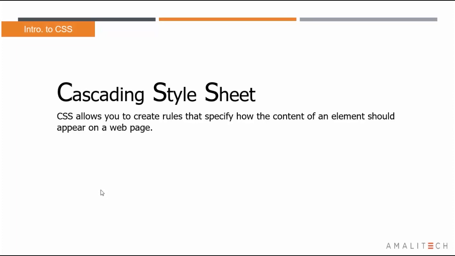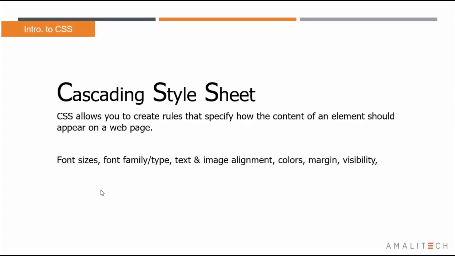CSS allows you to create rules that specify how the content of an element should appear. For example, you can specify that the background of your page should be green, or you can specify that the text in your web pages should be red, blue, or green. Once you have learned how to write CSS rules, you will be able to design elegant and responsive websites that are visually appealing and more accessible to people.